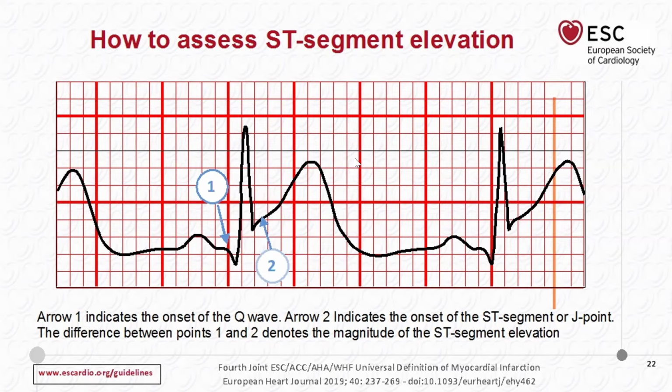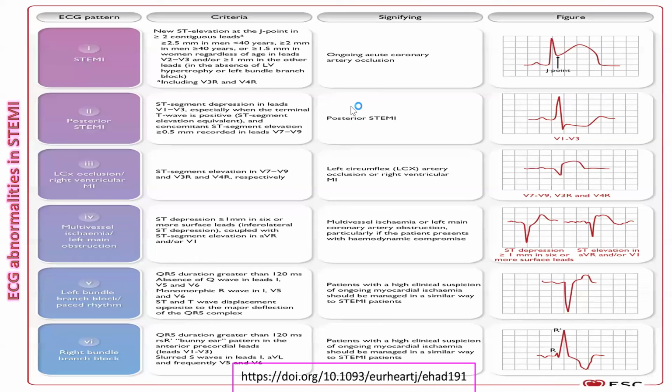So this is a summary of the diagnostic criteria. For true posterior ST segment elevation, posterior MI, or right ventricular myocardial infarction, it is usually diagnosed by ST segment elevation in V7 to V9, and or V3 and V4, or right-sided leads, to diagnose posterior MI and diagnose RV infarction. In multivessel disease, as we said earlier, ST segment depression of more than 1 millimeter in 6 or more surface leads, coupled with ST segment elevation in aVR. And this is slightly different from the previous definition, which required more leads to diagnose multivessel disease.